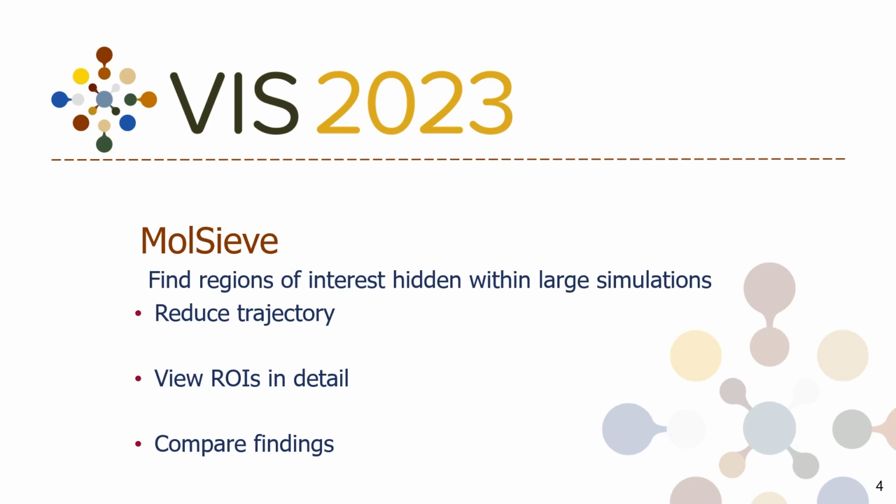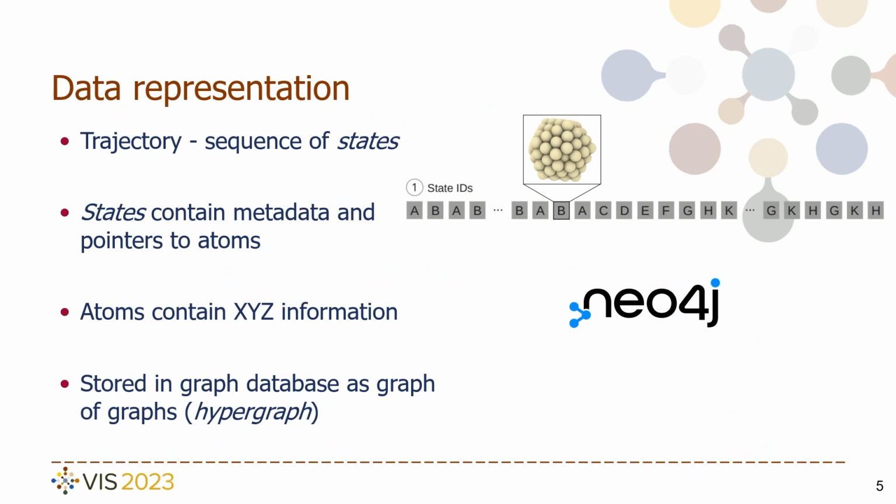This is done using a data reduction scheme. Once the data is processed, analysts are free to view regions of interest that were detected in detail and compare them using various interactions. To understand how MolSieve works, we need to understand how we represent molecular dynamics simulations in memory. A trajectory is a sequence of states, a state being a unique atomic configuration, and this can be seen in the figure to the right.